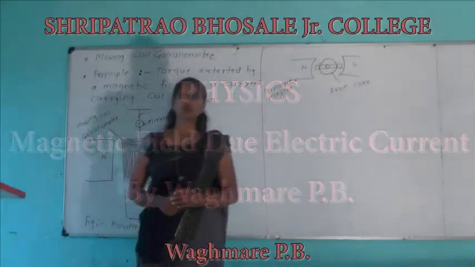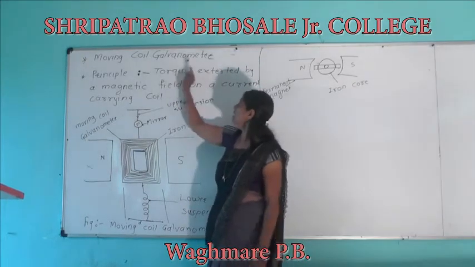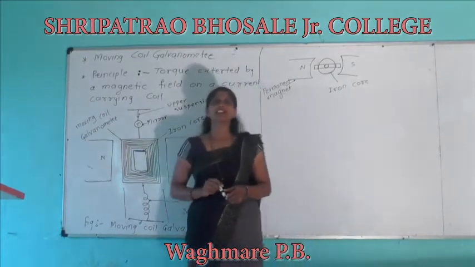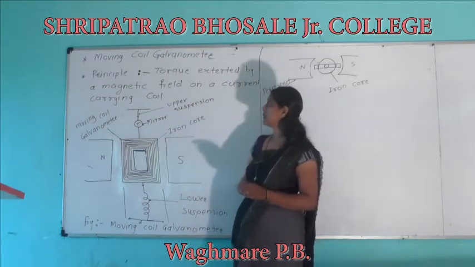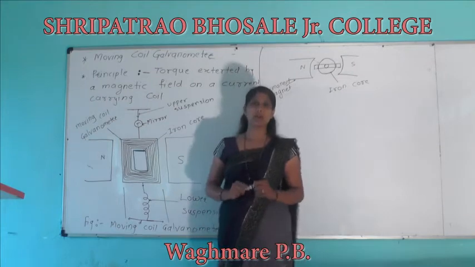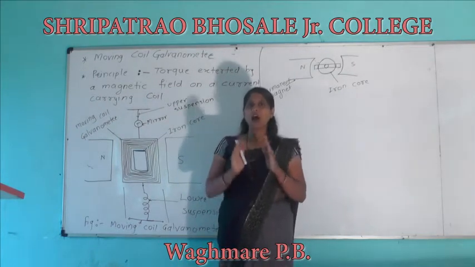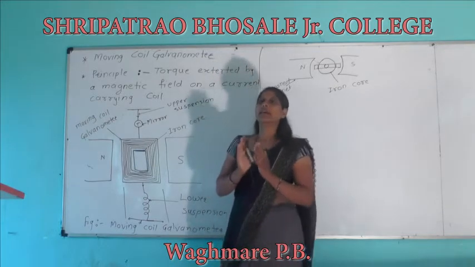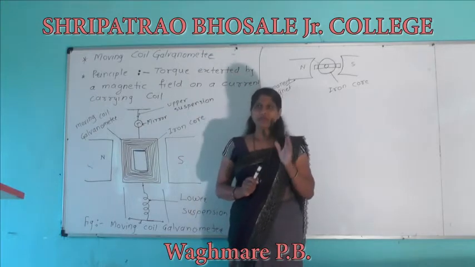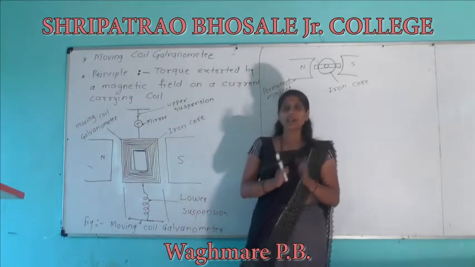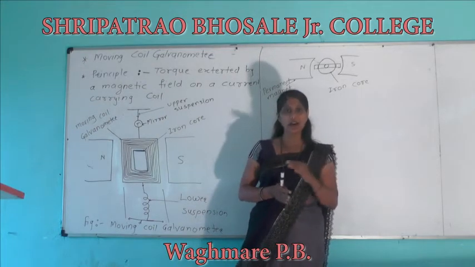Hello students, good morning. Today we will discuss the moving coil galvanometer. In the chapter on current electricity, we have already discussed the moving coil galvanometer, and how to convert the galvanometer into an ammeter or a voltmeter. We already know that the galvanometer is a device which is used to measure current.